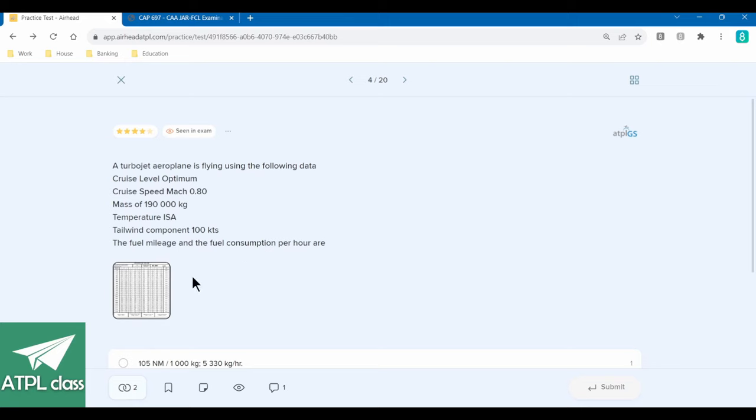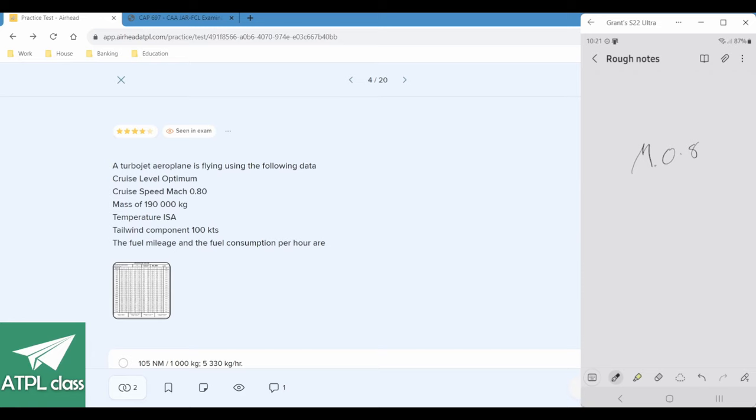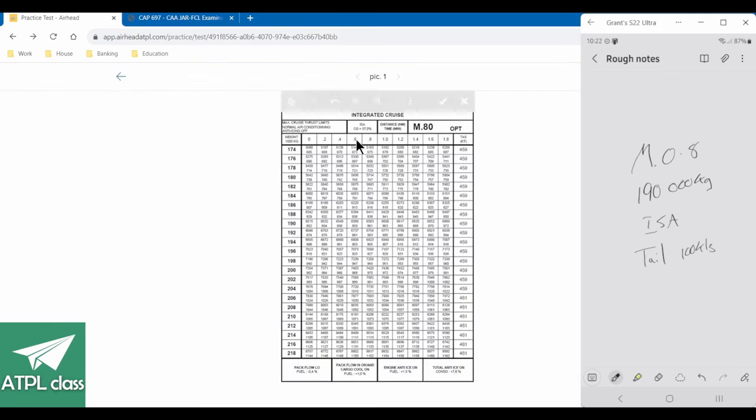So we've got Mach 0.8. I'm just writing these figures down in my phone so I can see them easily when I'm looking at the table there. So temperature's ISA, tailwind of 100 knots, fuel mileage and consumption per hour. So let's have a look. Is this one able to zoom as well? Look at that. I'm amazed by that. Okay, so Mach 0.8. We're in the correct chart. It says Mach 0.80. Yes, Mach 0.80. I was like, is that Mach 8 for a second? That's a very fast flight, but Mach 0.8.